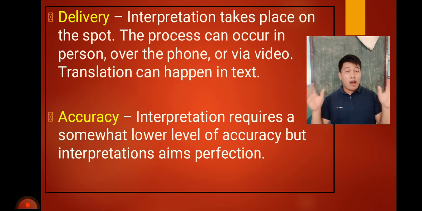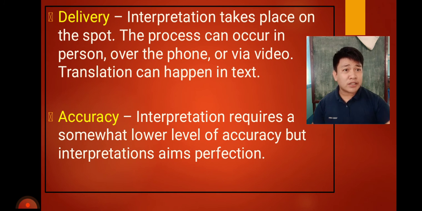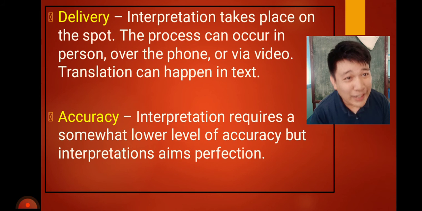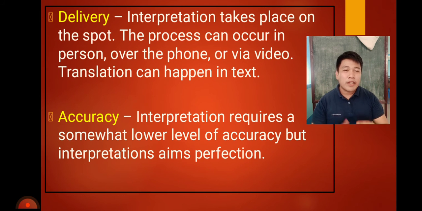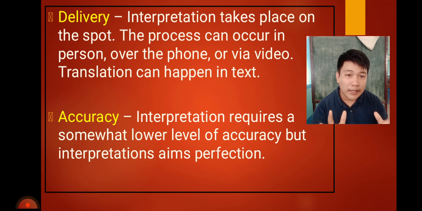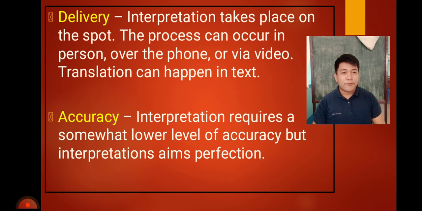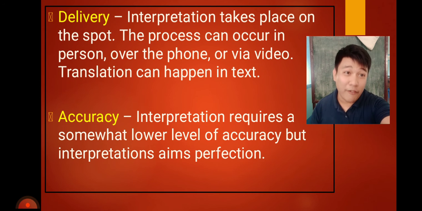But translation aims for perfection. Why? Because it will undergo a lot of tests. For example, a text translation, let's say books, must go through a lot of checks. The first is not final, it is a draft, then the checking, then proofreading, and after that, the final. So translation aims for perfection.